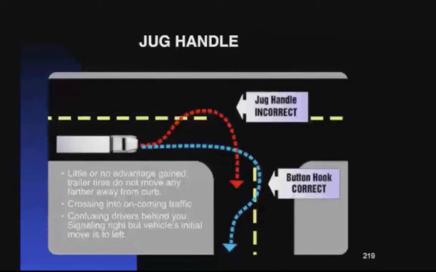Jug handle. There's little or no advantage gained by doing a jug handle. The trailer tires do not move any further away from the curb, crossing into oncoming traffic and confusing drivers behind you, signaling right, but the vehicle's initial move is left. The correct way to make the turn is a button hook.